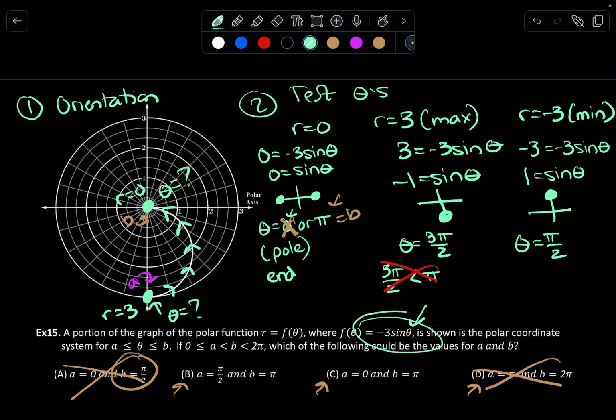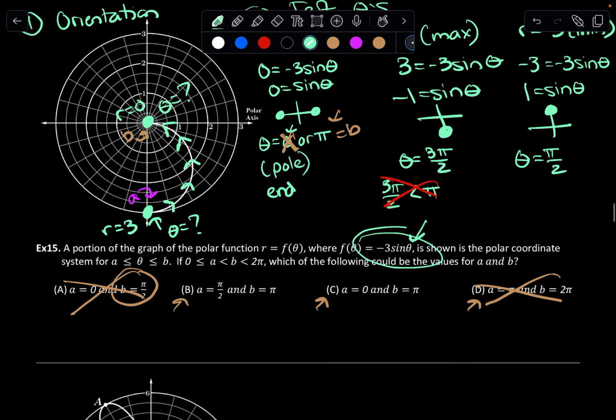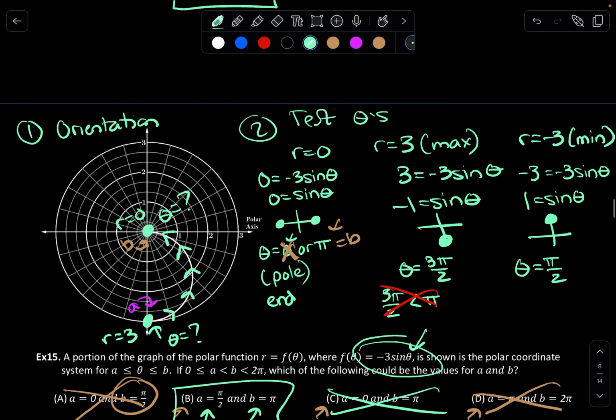So now we do have a choice for this. If we look at B, we have an A value that is pi over 2, and we still have our B value that's pi. That means the answer is B. So again, look at orientation, see where you're starting, see where you're ending. If you know you're ending at the pole, that means your other angle has to be less than what you have found that's at the pole.